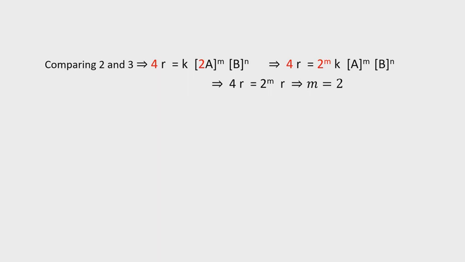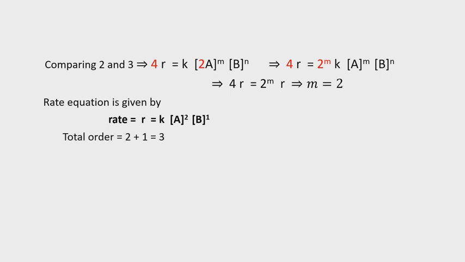You can understand very easily. Look at the mathematical steps. The rate equation is given by rate equal to K into A power m B power n. Already you know how to write the rate equation, that is the general equation. Here 2 and 1 are the values of m and n that you get after solving. Just substitute those values of m and n, you will get the rate equation. So total order is 2 plus 1 equal to 3.